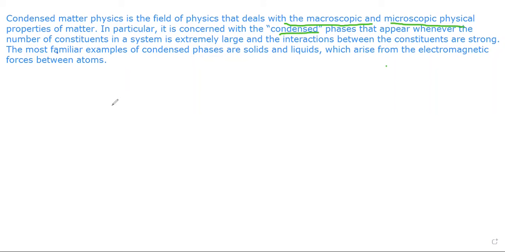The other point is that the range of condensed matter physics is very large. That means its applications vary from the nano world to the astrophysical world.